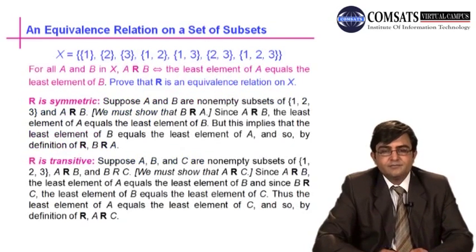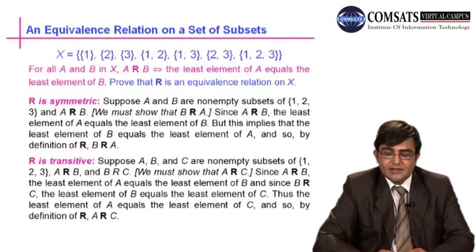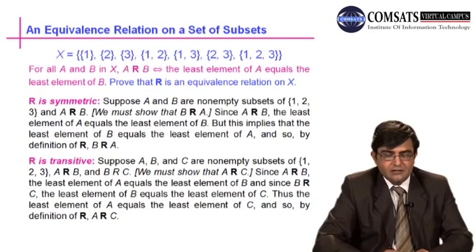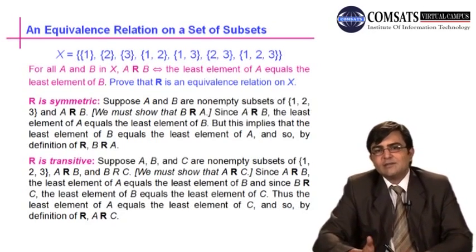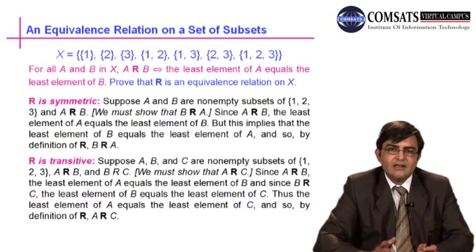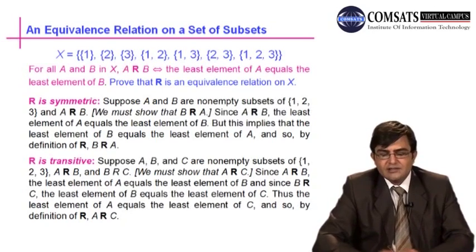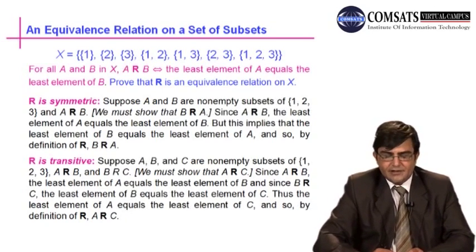Next we have to check whether R is symmetric or not. Suppose A and B are non-empty subsets of the set {1, 2, 3}, and A is related to B. We must show that B is related to A. So if the smallest element of A is equal to the smallest element of B, then the smallest element of B will also be equal to the smallest element of A. So therefore this relation is also symmetric.